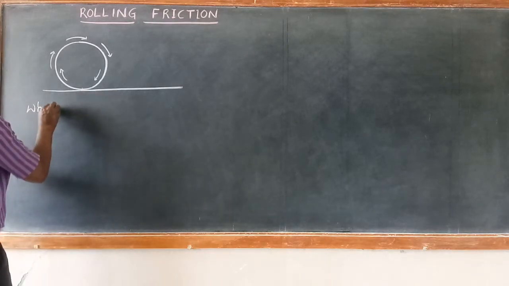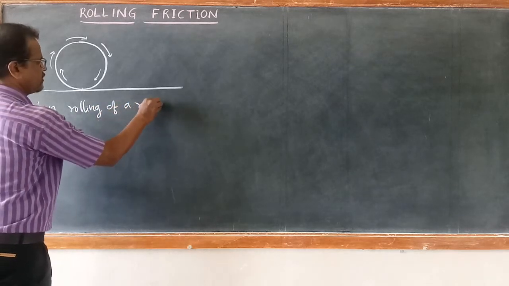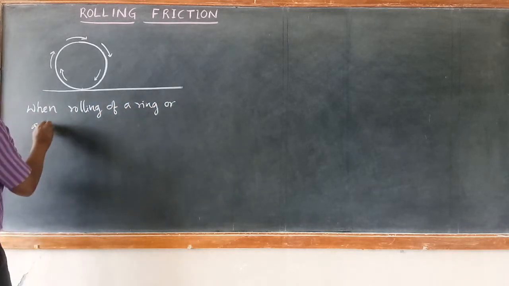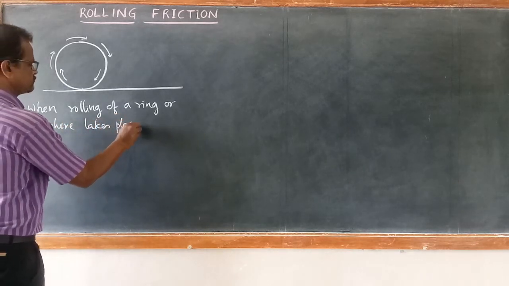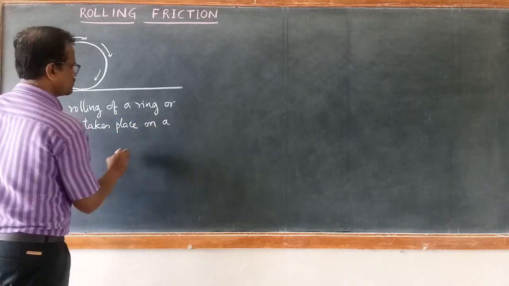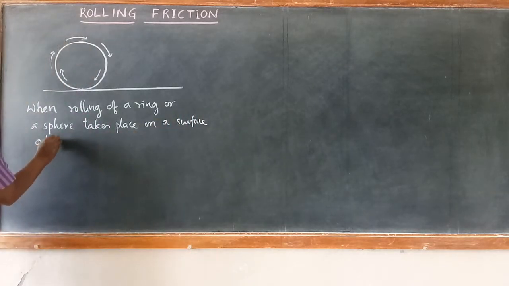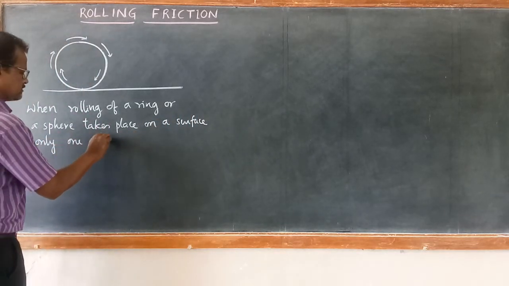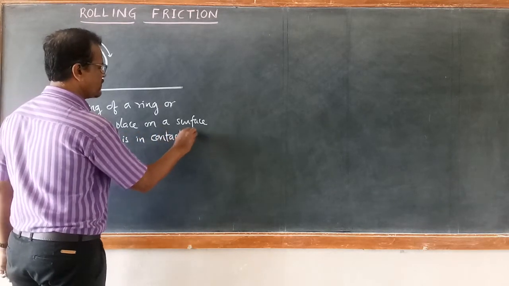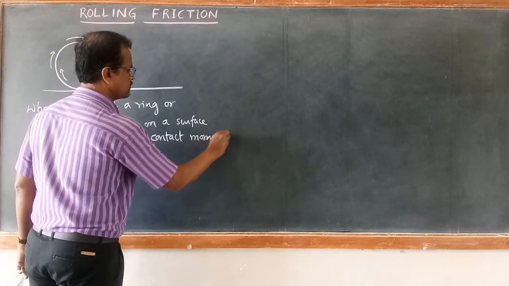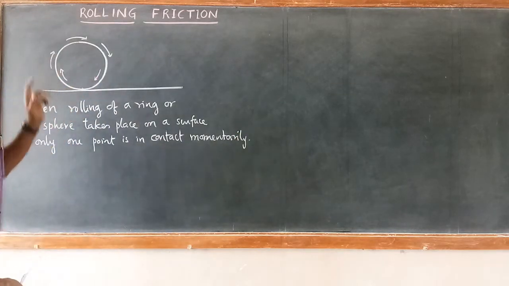When rolling of a ring or a sphere takes place on a surface, only one point is in contact momentarily, that too momentarily. Next moment, the next point is in contact.